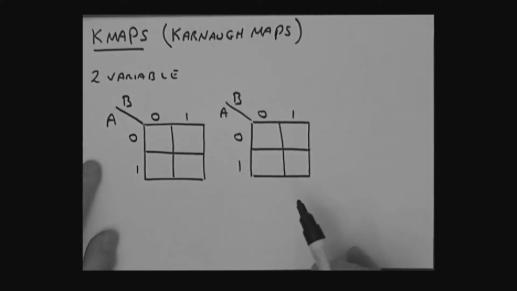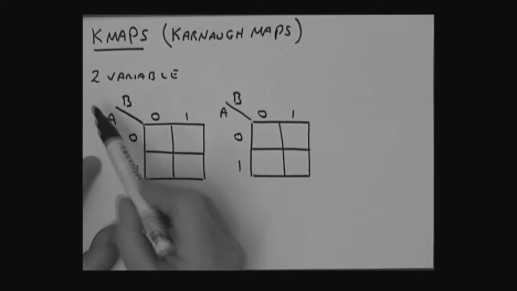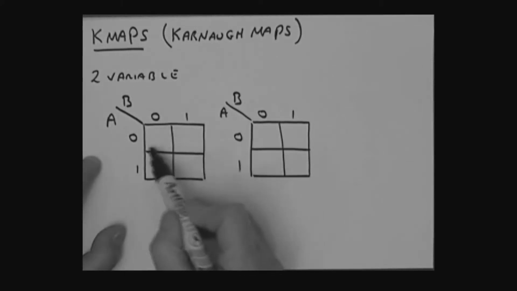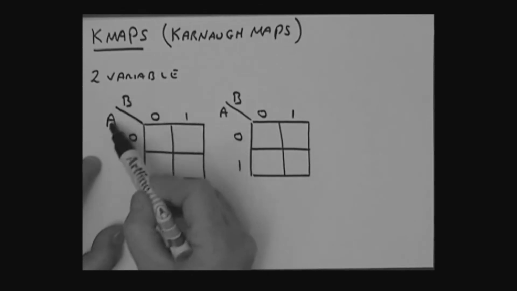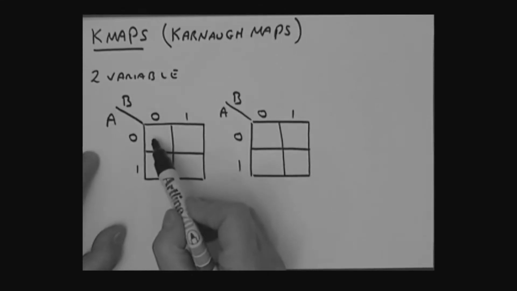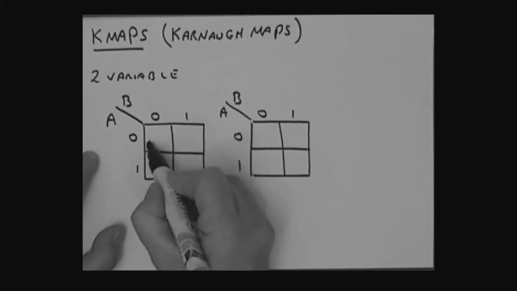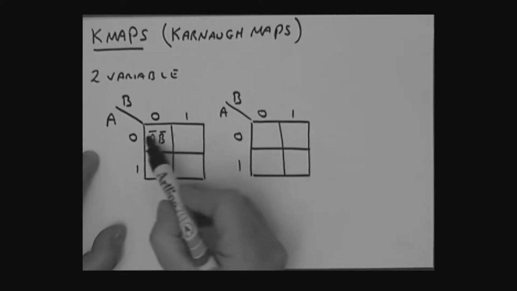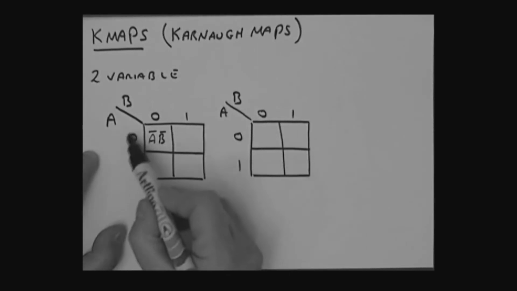Okay? Let's look at this. This is a two-variable KMap sitting here. This product term sitting here, this is A and B variables. This product term sitting here would be what? This would be A bar, B bar. This product term sitting here would be what?